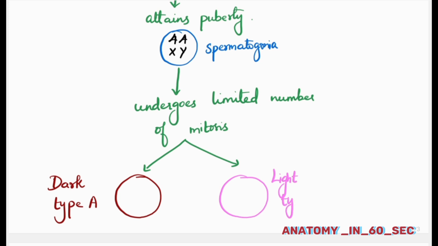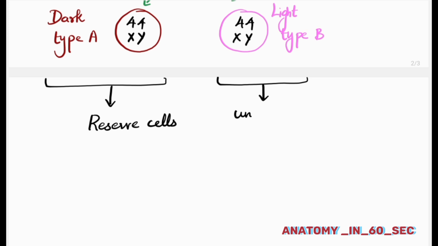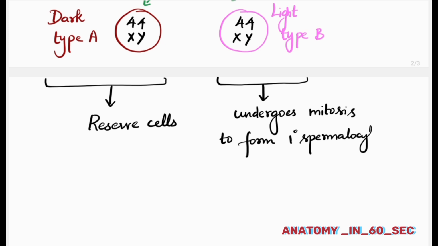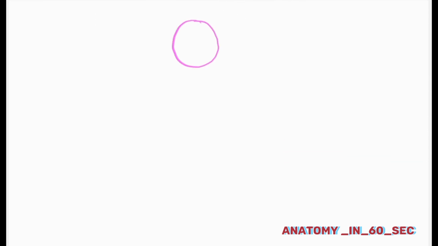What is the difference between this dark and light type? Actually, they are microscopically different, but the chromosome number remains constant, that is 44XY. Now, the dark type A are the reserve cells for future division. The light type B only undergoes mitosis and helps in the formation of spermatozoa. Now, this light type B undergoes mitosis to form the first step, that is the primary spermatocyte.